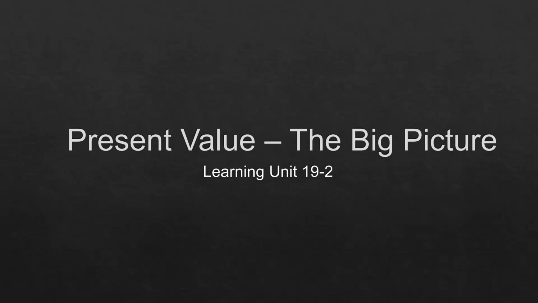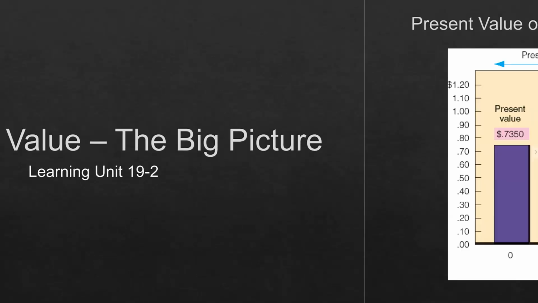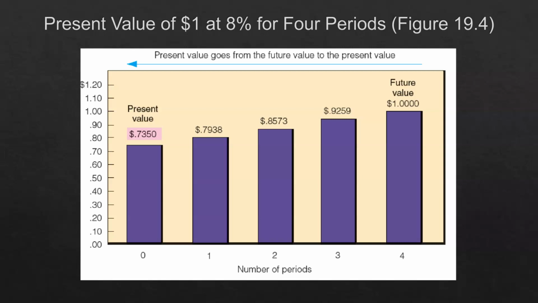Today we're going to be talking about section 19.2, present value, the big picture. Here's an example of present value. This is an example of how much money it would take to put into an account at the present value to end up with $1 in future value. This one happens to be 8% for periods, so compounded annually or whatever would happen there. So you would need to start out with 73.5 cents, and then that would grow to $1 in that length of time. What we're going to do here is something similar to that.